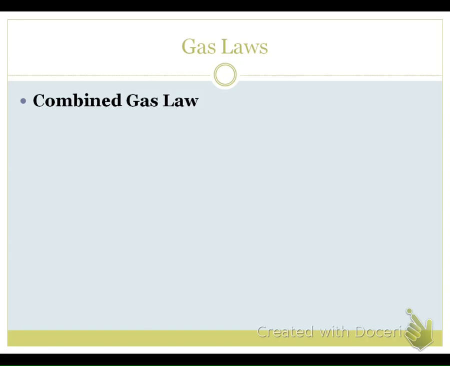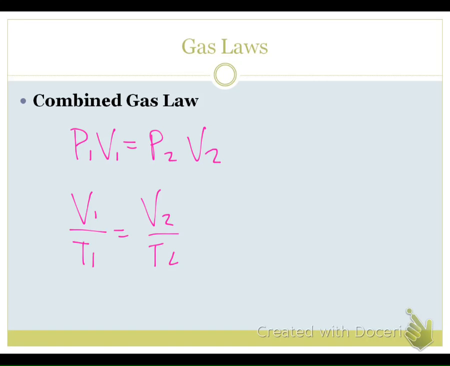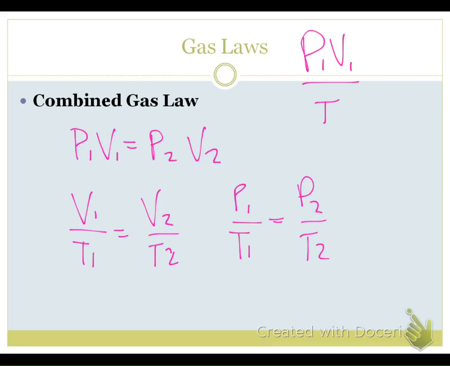Our first law was P1 times V1 equals P2 times V2. Our second law was V1 over T1 equals V2 over T2. Our third law was P1 over T1 equals P2 over T2. All right, Caleb, tell me what you think. P1 V1 over T1 equals P2 V2 over T2. Perfect.